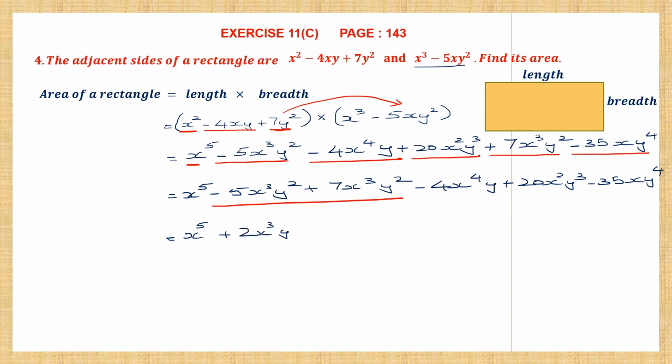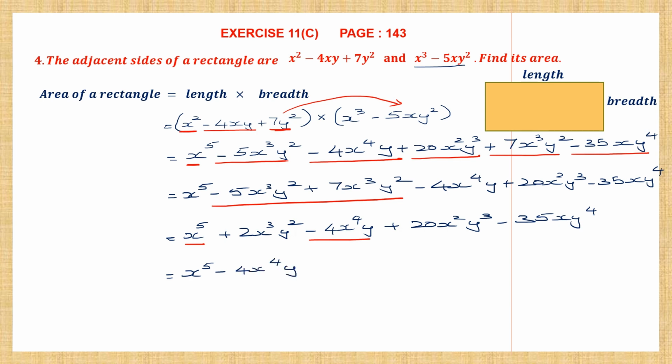2x cubed y square. Then we have minus 4x to the power of 4y plus 20x square y cubed minus 35xy to the power of 4. Now let's rearrange this answer with the highest power of x. So here we have x to the power of 5. I have written that. Now let's look for x to the power of 4. So here we have x to the power of 4. So let's write that next, minus 4x to the power of 4y.